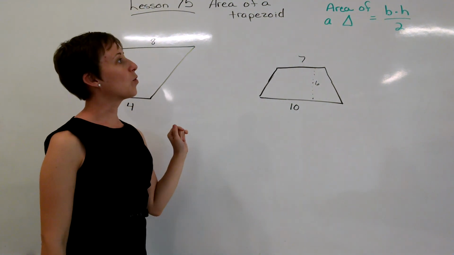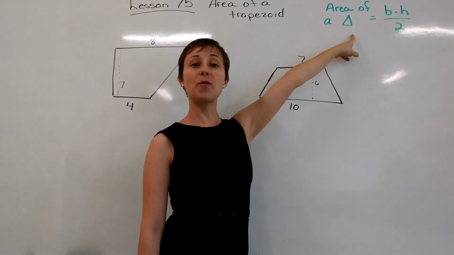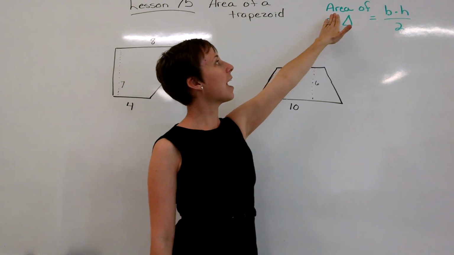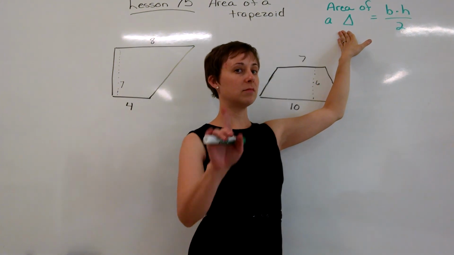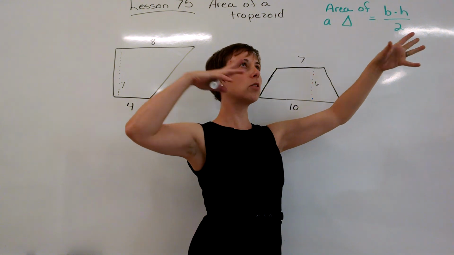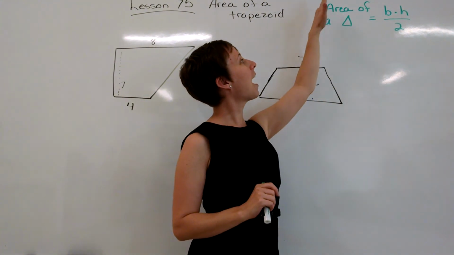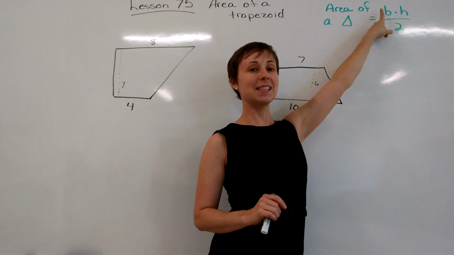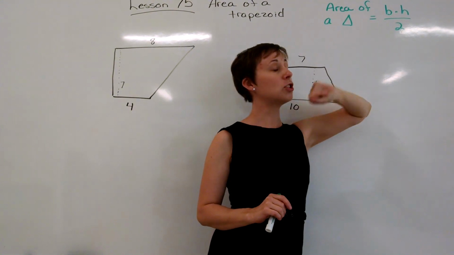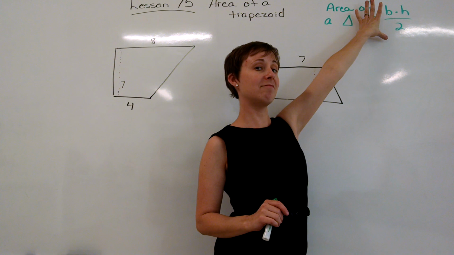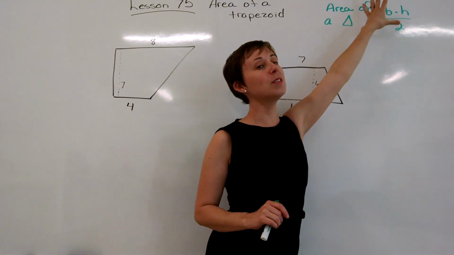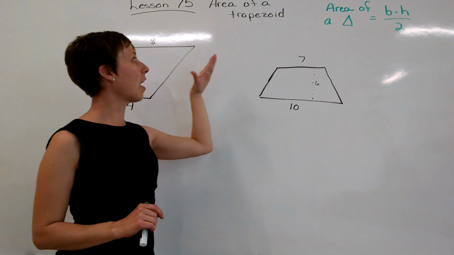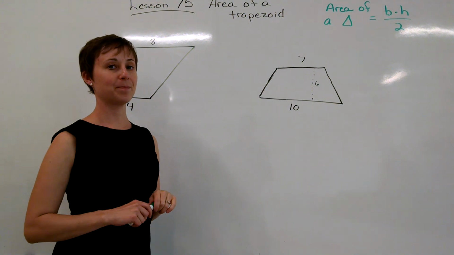In order to do that, we're going to use a formula we've used before. We're going to use area of a triangle. Stay with me. I know you're thinking, how is a triangle related to a trapezoid? We'll get there. Area of a triangle, if you remember from before, is base times height divided by 2. You already know that. You know how to do that. We're going to use that to figure the area of some trapezoids.